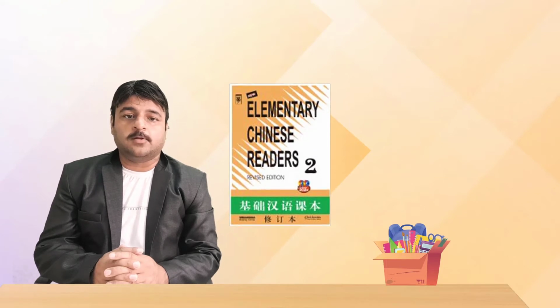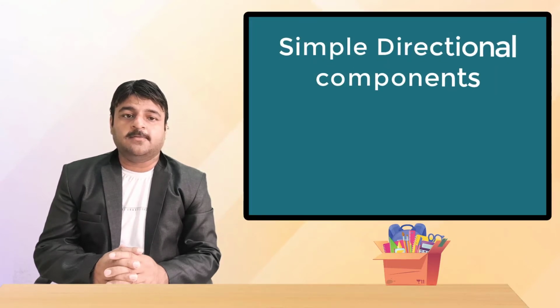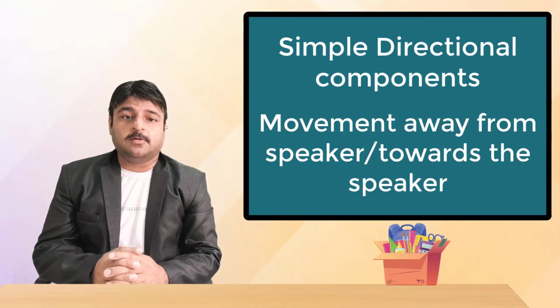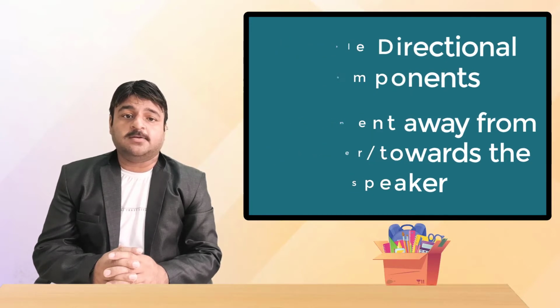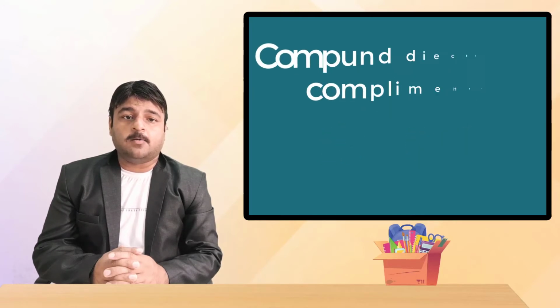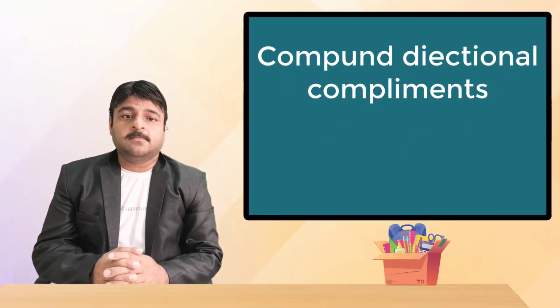In lesson 29, we saw the usage of simple directional complements, words that denote direction in a sentence, whether the movement is away from the speaker or towards the speaker. For that, we have used words like qu and lai. In this lesson, we have a look at compound directional complements.